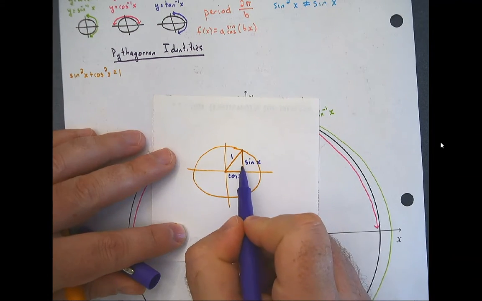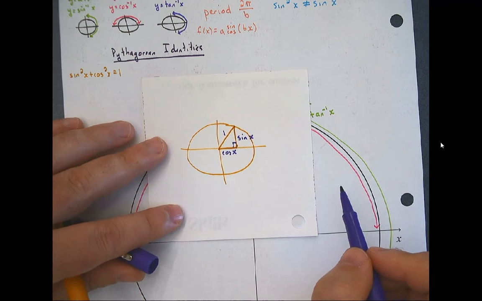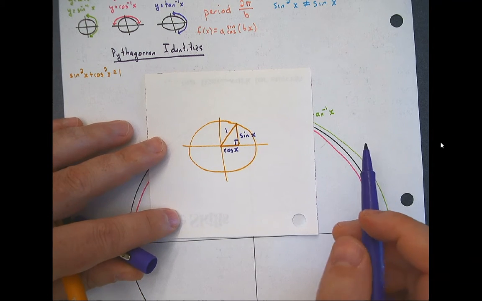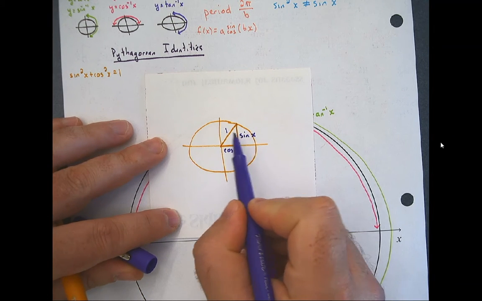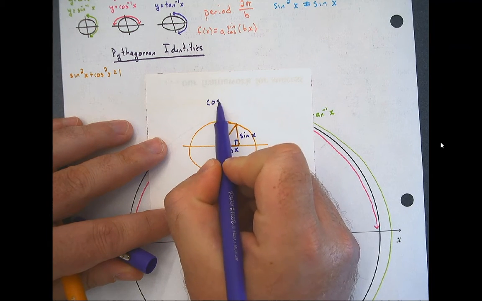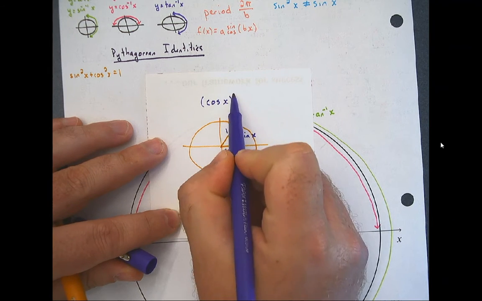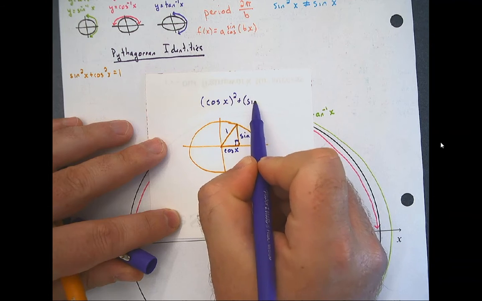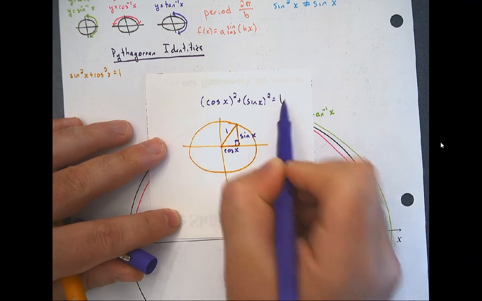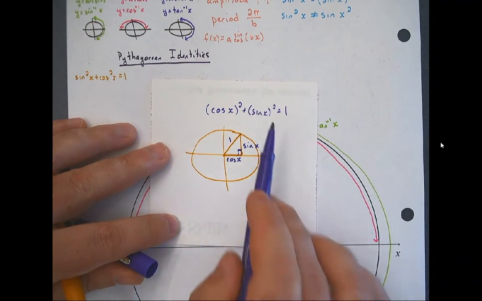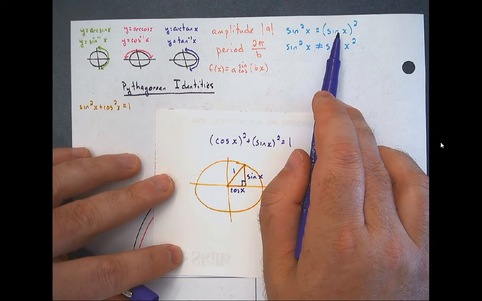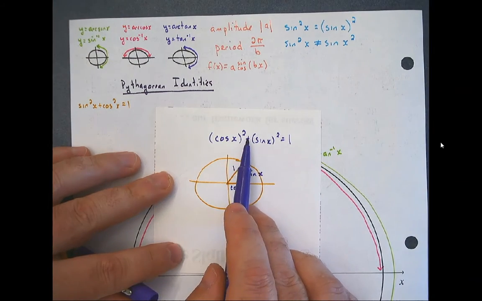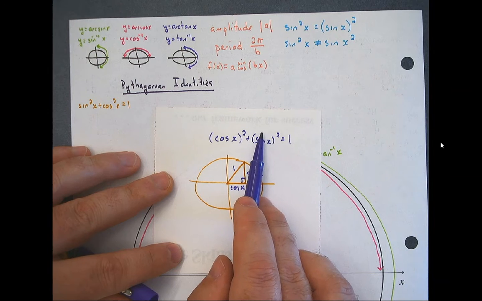Now, what kind of triangle is this? This is a right triangle, which means we can apply the Pythagorean theorem. So a squared plus b squared equals c squared becomes cosine of x squared plus sine of x squared equals 1. And now we use this fancy notation so we don't have to write parentheses all the time, and we take the squared and just put it on the cosine and on the sine.